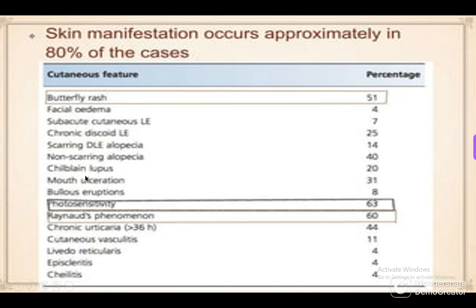Chilblain lupus: chilblain means it occurs on the lower limbs. It is very sensitive to the winter seasons, and there is mouth ulceration association and bullous eruption. These are the manifestations. And photosensitivity is 63% common. Raynaud's phenomenon is 60%. Chronic urticaria is 44%. These are common ones. Cutaneous vasculitis, livedo reticularis, episcleritis, and the others, chilblains, etc., are rare, although percentages are shown in front of you.